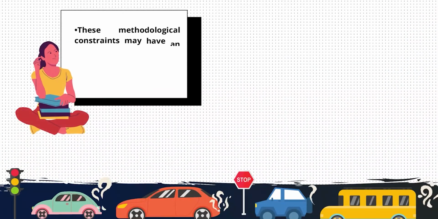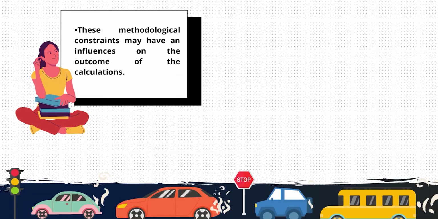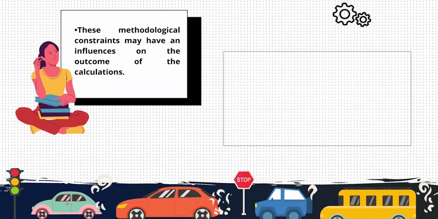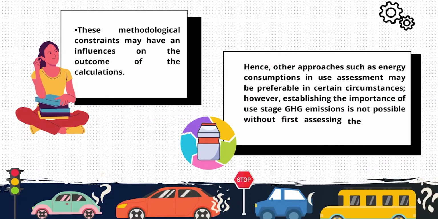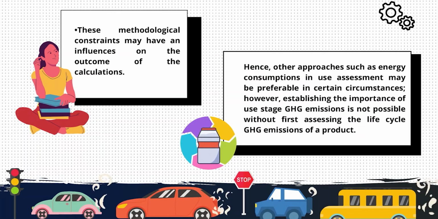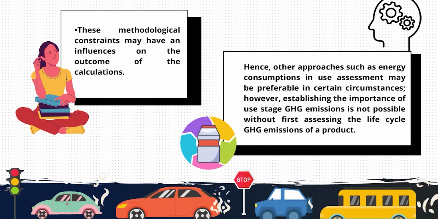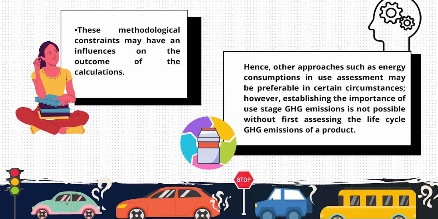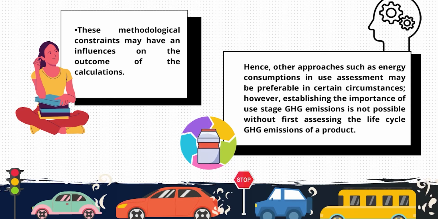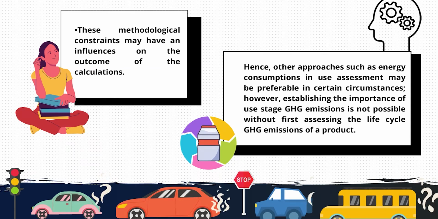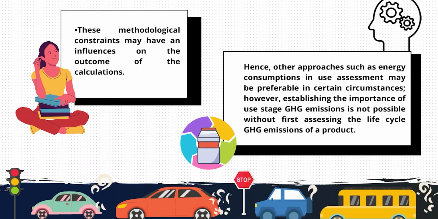These methodological constraints may have an influence on the outcome of the calculations. As a result, the accuracy of quantifying the CFP is limited and is also difficult to assess. Hence, other approaches such as energy consumption in use assessment may be preferable in certain circumstances. However, establishing the importance of use stage GHG emissions is not possible without first assessing the life cycle GHG emissions of a product. As a result, CFP communication needs to consider the most appropriate information to be made public, once a fuller assessment has been completed.